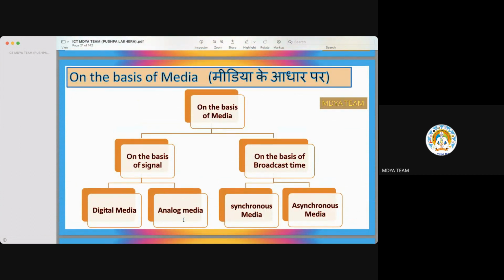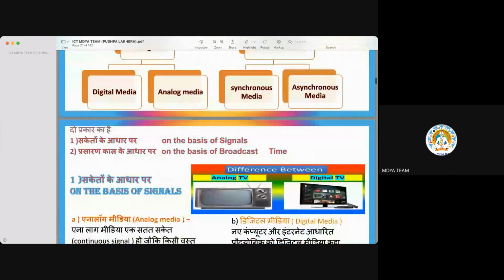On the basis of media, as I told you, they are of two types: on the basis of signal and on the basis of broadcast time. On the basis of signal, they are digital and analog. On the basis of broadcast, they are synchronous and asynchronous.